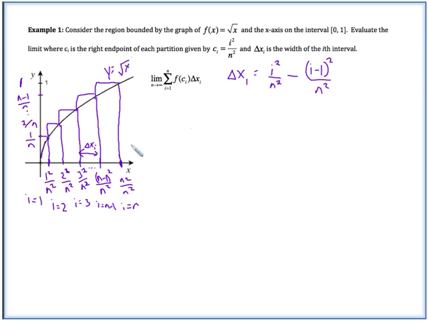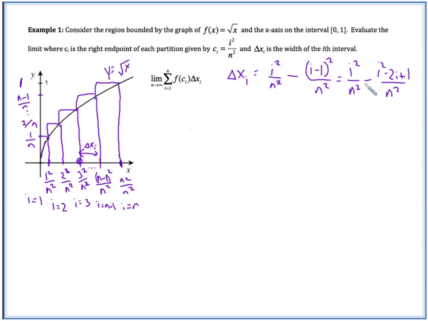Okay, so this could be like this partition if i was 3, and then this would be the other partition if i was 2. And we can see that that works out there. Now let's go ahead and simplify this down so that we can get a better looking formula here for delta x sub i. So it's going to be i squared over n squared minus, let's go ahead and square i minus 1. Well, that becomes i squared minus 2i plus 1 over n squared.